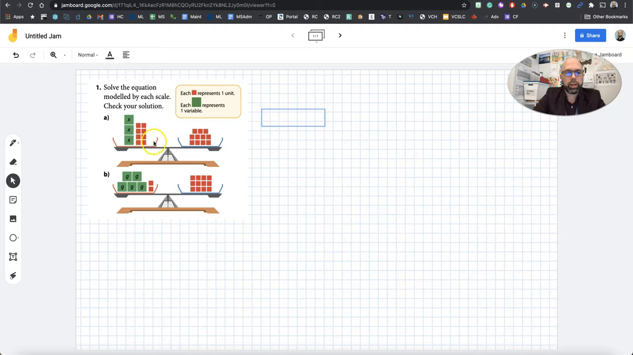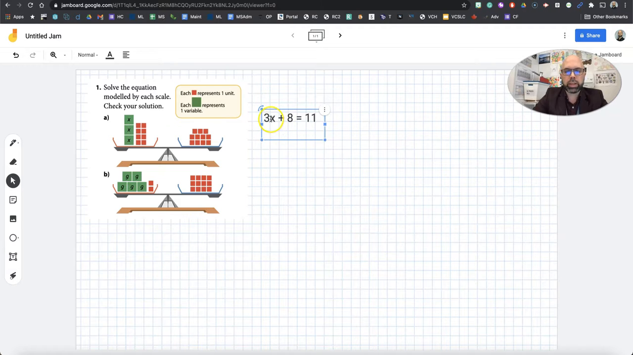So on the left side, the middle of this scale is the equal sign, all right? So both sides are equal to each other. On the left side, we've got 3 x's plus 8, equals, and that is 11. All right. So what do we do from there?